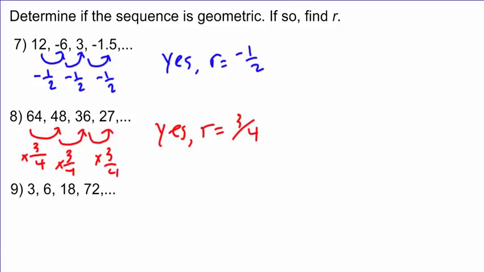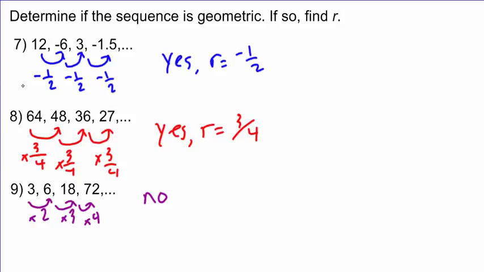All right. Next one, number 9. Again, we're looking at multiplication. All right, 3 to 6, that's times 2. 6 to 18 is times 3. And 18 to 72 is times 4. There's clearly a pattern, but that pattern is not a geometric sequence.